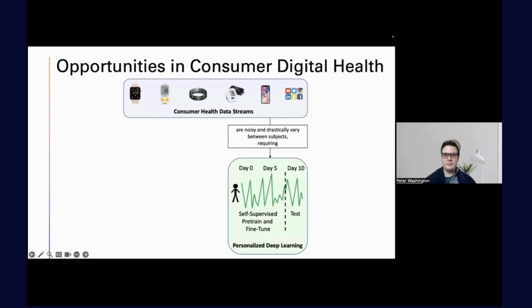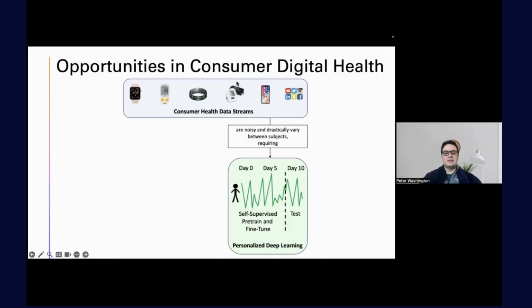So as a reminder, zooming back out, the other fundamental challenge in working with consumer health data streams is that the data are very noisy and drastically vary across people. So person A's smartphone data is going to look very different than person B's smartphone data. So what I propose for this is personalized deep learning, where instead of the status quo, if we build one AI model and we give it to everyone, instead we build a separate AI model per person and use self-supervised learning to help us do that.